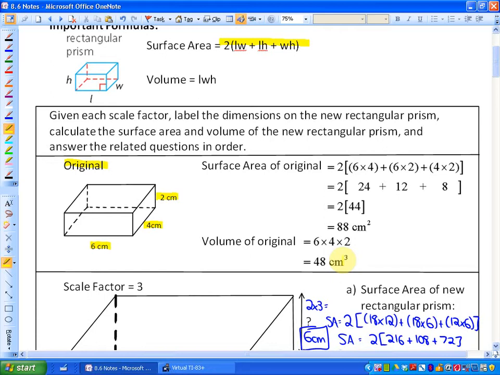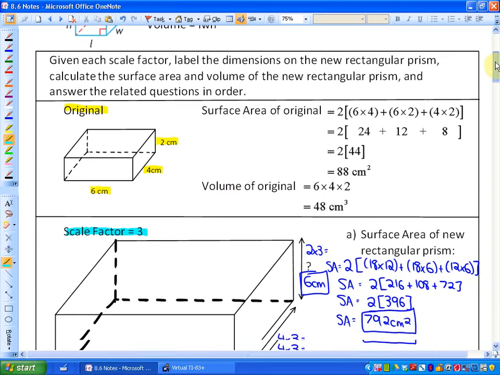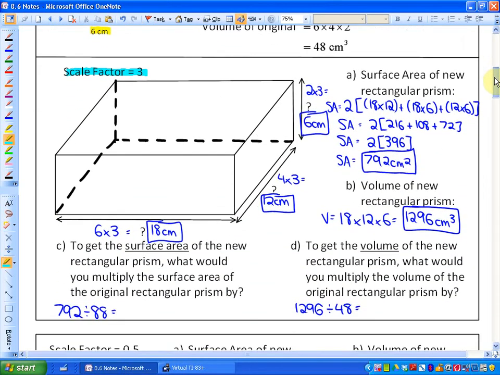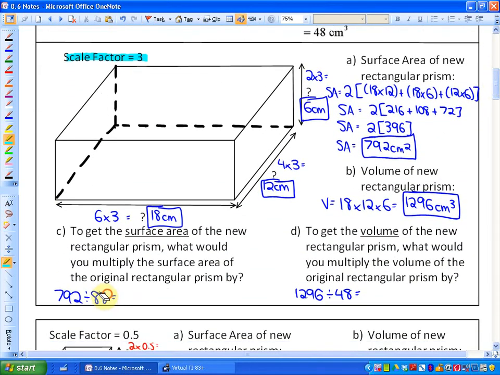You may want to pause this video soon, because what you're going to do next, and I'm going to show the work for it, is impose a scale factor of 3 onto this shape. In other words, make the measurements 3 times as large, and see what the impact on surface area and volume are. If you'd like to try that on your own, you may want to pause the video. Okay, whether you've paused the video or not, here's some mathematics here.